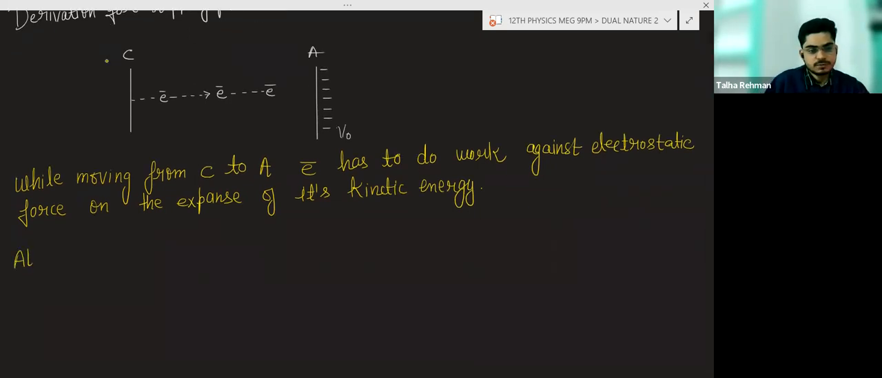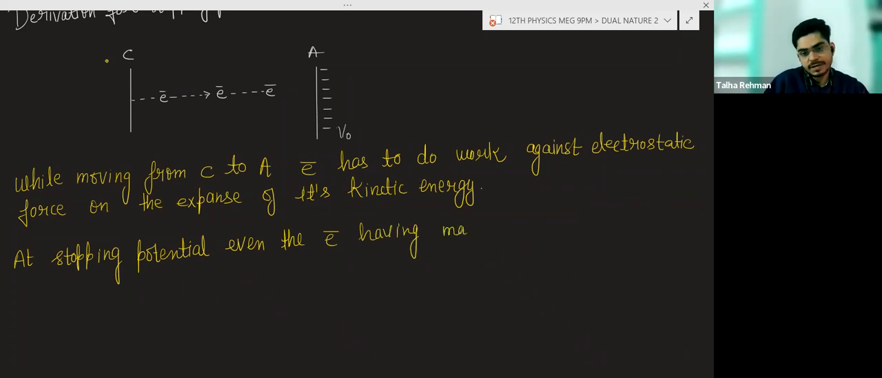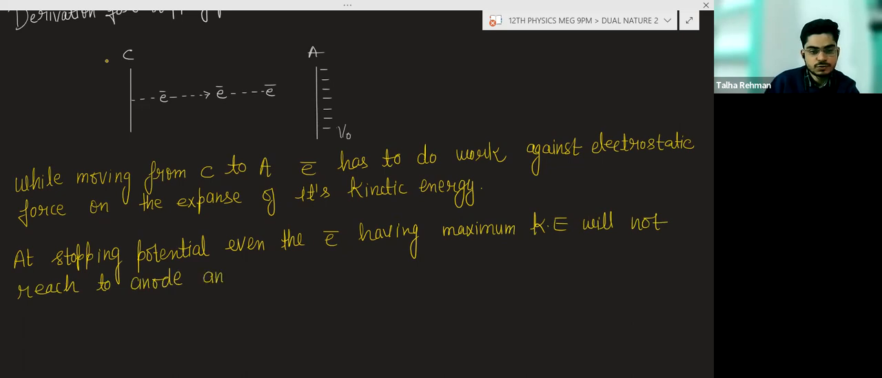At the stopping potential, even the fastest electron, even the electron having maximum kinetic energy, will not reach the anode, and the photocurrent becomes 0.